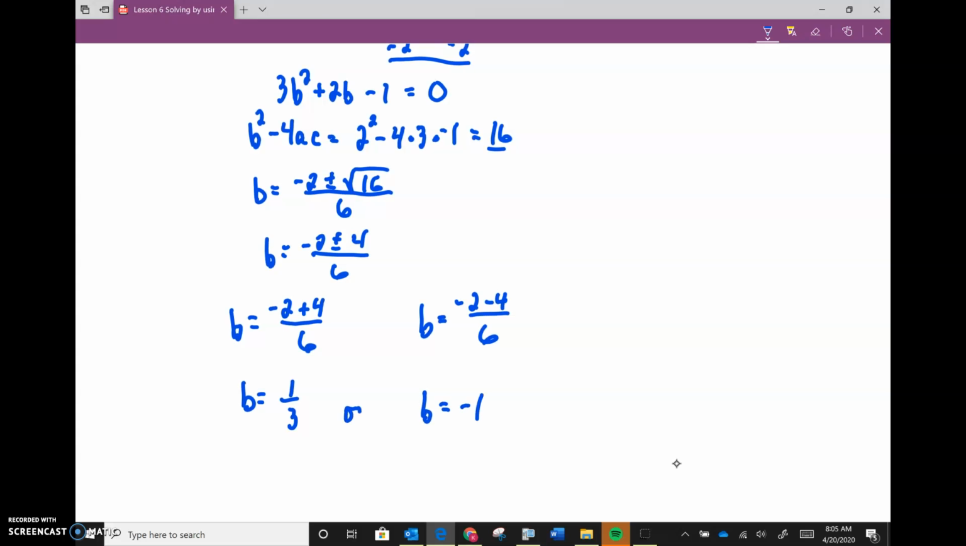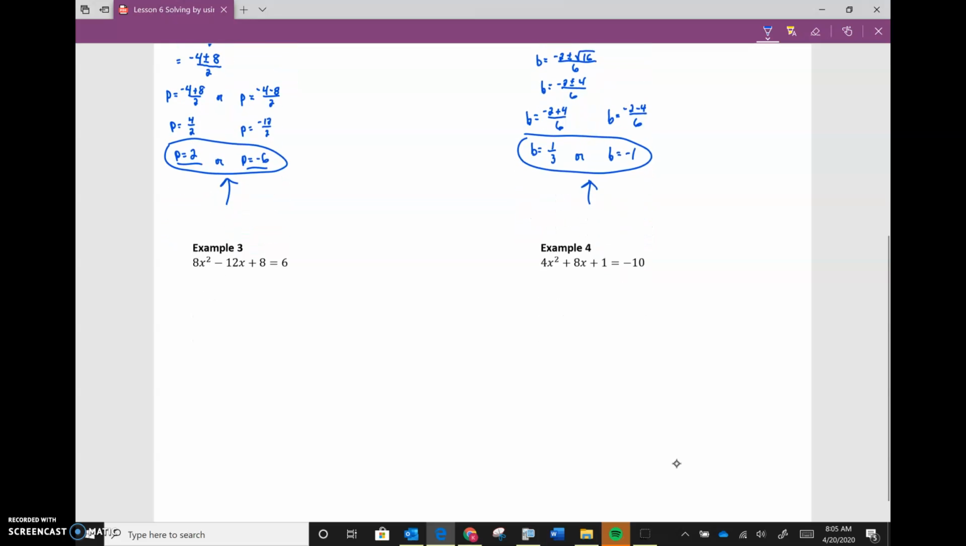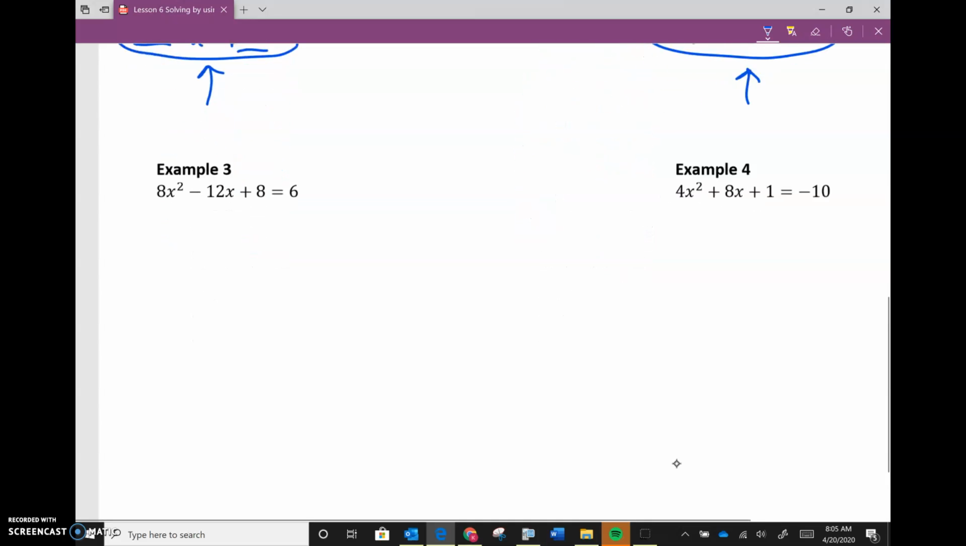It's negative 1. So we got our 2 real solutions. So both of those examples, if you notice, our answers ended up as what we call rational numbers. So if your square root is a perfect square, like example 1 and 2 were, then you will end up with rational answers. Rational numbers are real numbers. Example 3, we will not end up with rational answers. So let's look at example 3.